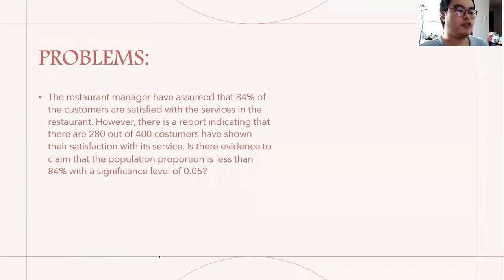Okay, so for the second example, the restaurant manager has assumed that 84% of the customers are satisfied with the services of the restaurant. However, there is a report indicating that 280 out of 400 customers have shown their satisfaction with its service. Is there evidence to claim that the population proportion is less than 84% with a significance level of 0.05? We can tell that this is the population proportion since there is no given population size.